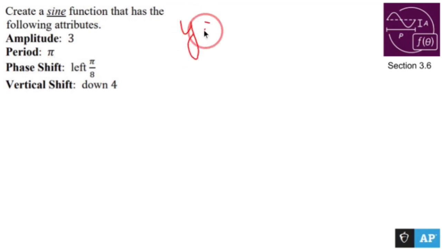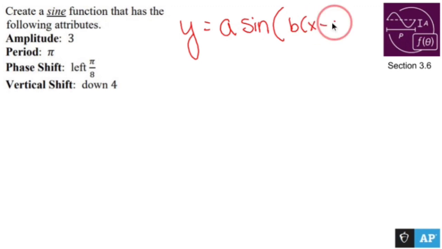Pretty big problem. We have y equals, this is a sine, so we'll use sine of b times parentheses x minus c, close it, plus d. Now let's take a look at what every little part means, okay? A is amplitude. All right, so in this case, that makes life pretty easy.